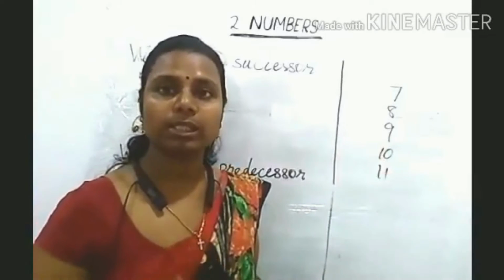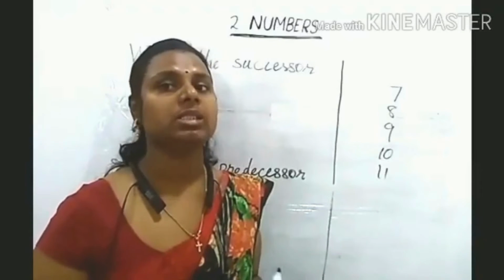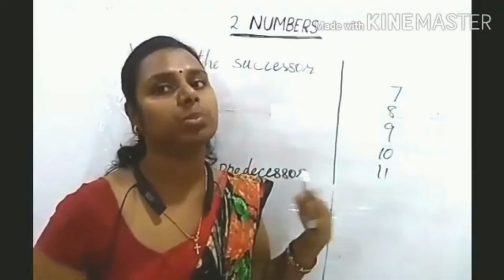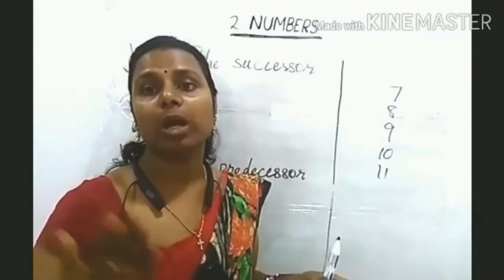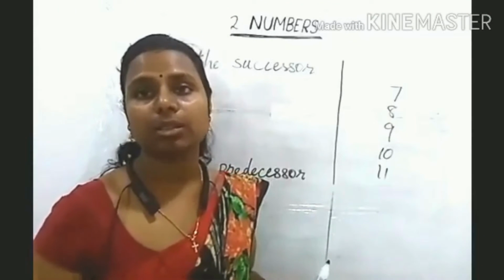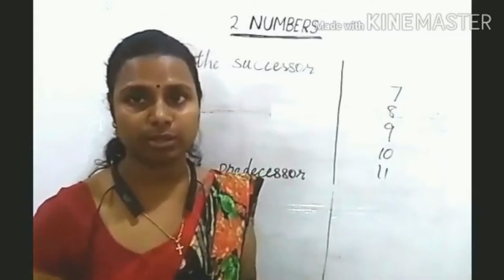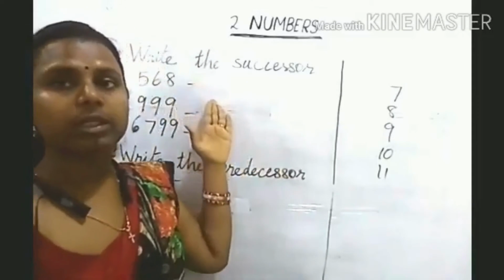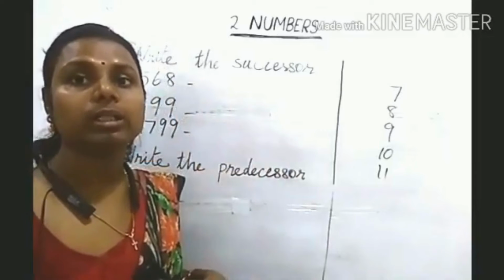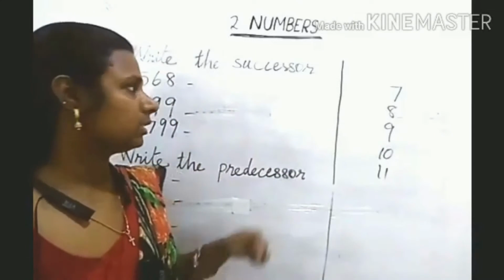Have you understood what is successor and predecessor? Successor means next number, predecessor means previous number. We can say one more than that number is successor, one less than that number is predecessor. So, I have written here few numbers. We are going to write the successor and the predecessor.